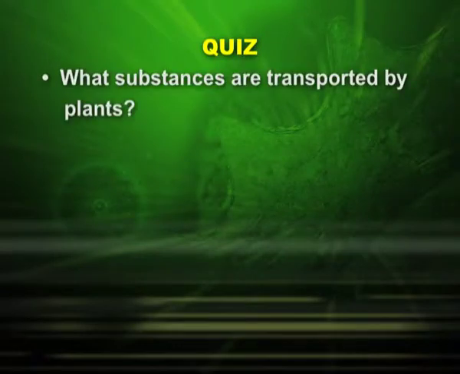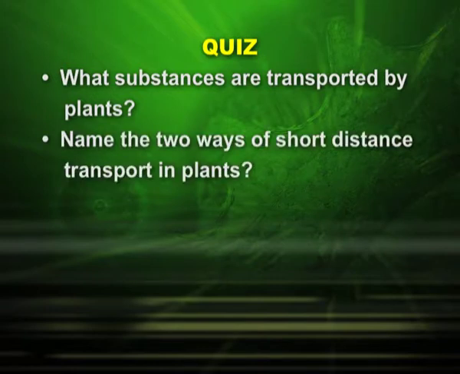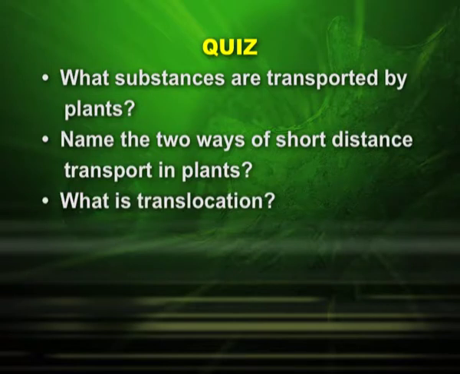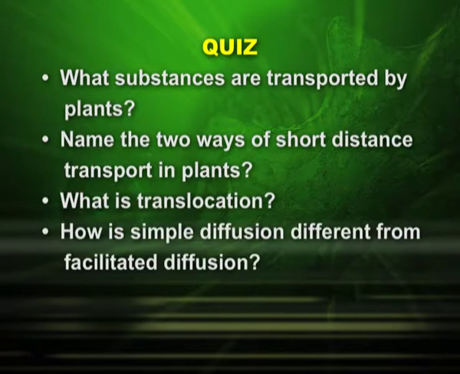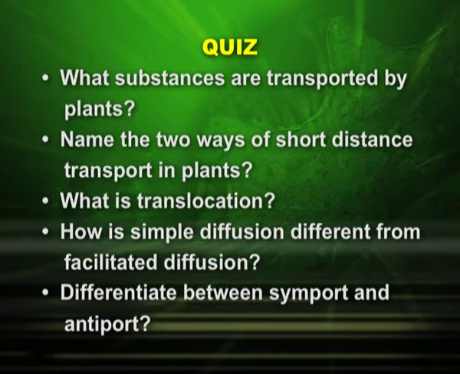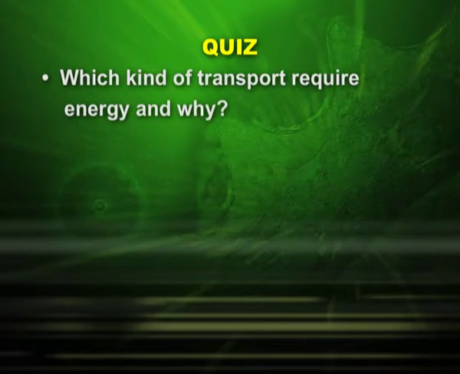So dear students, let's have a simple quiz and try to answer the following questions. The first question is, what substances are transported by plants? Second, name the two ways of short distance transport in plants. Third, what is translocation? Fourth, how is simple diffusion different from facilitated diffusion? And differentiate between symport and antiport. And the last question, which kind of transport requires energy and why?